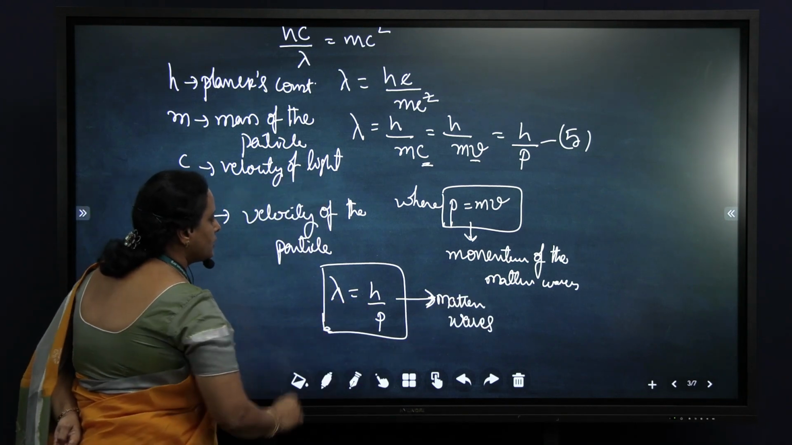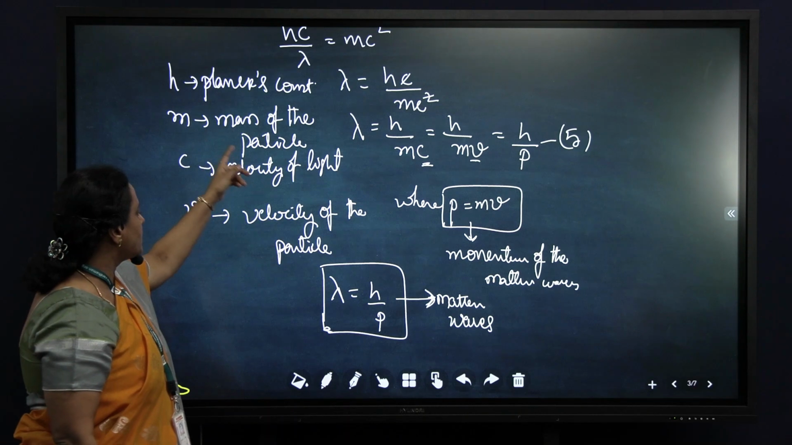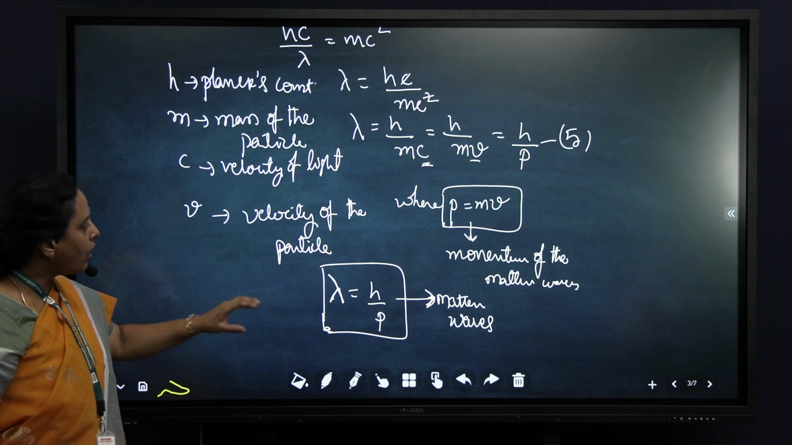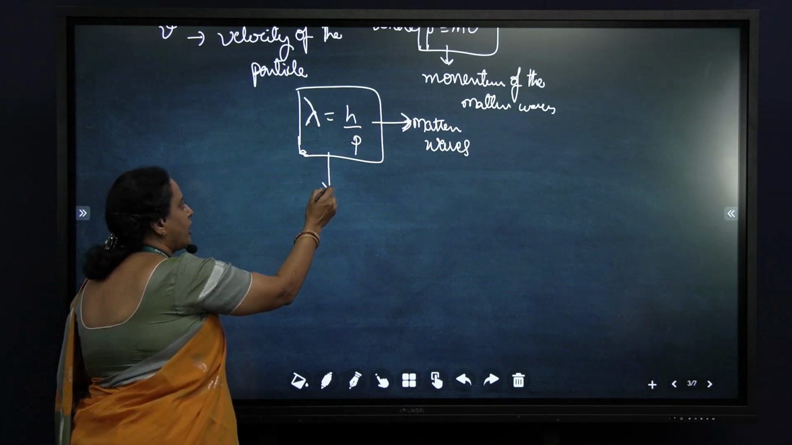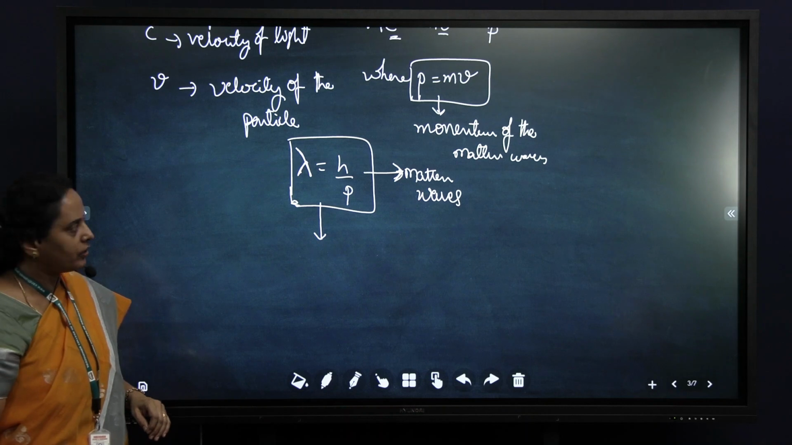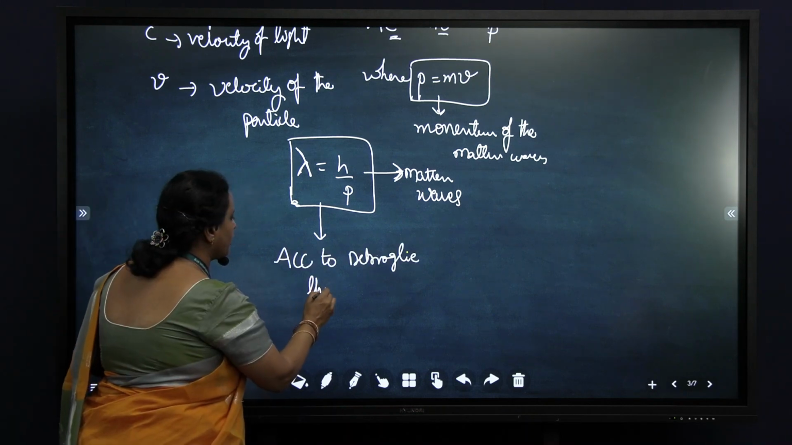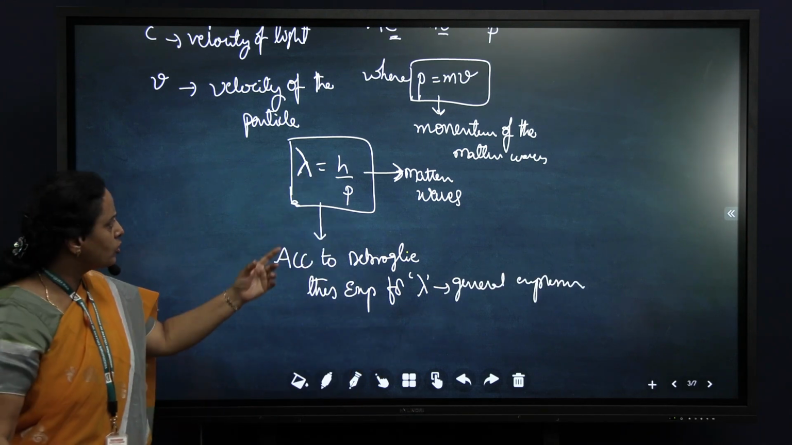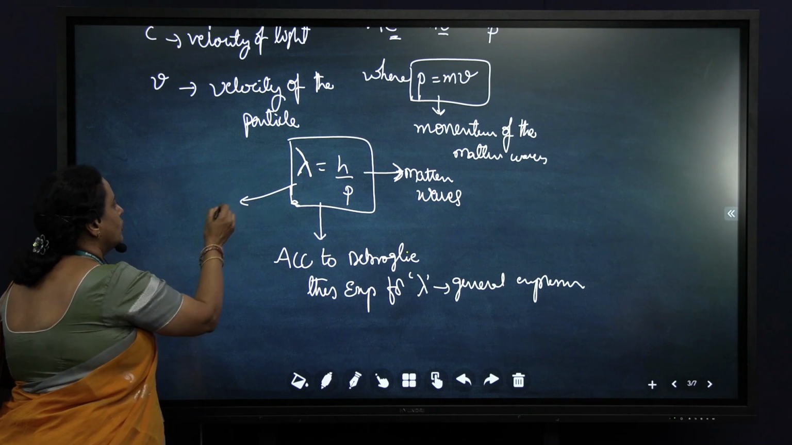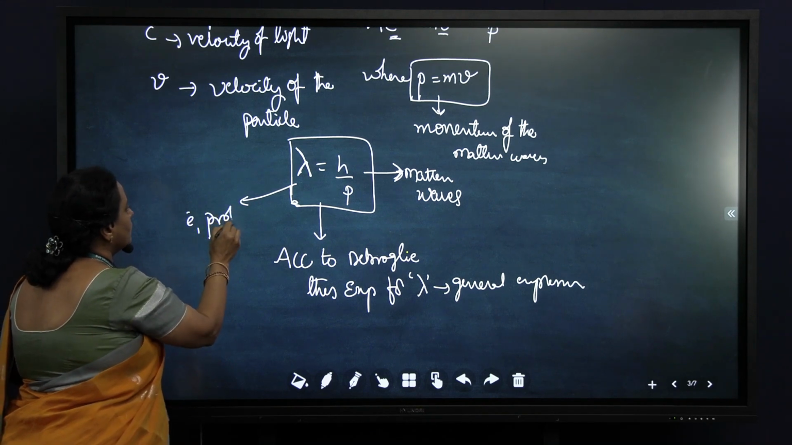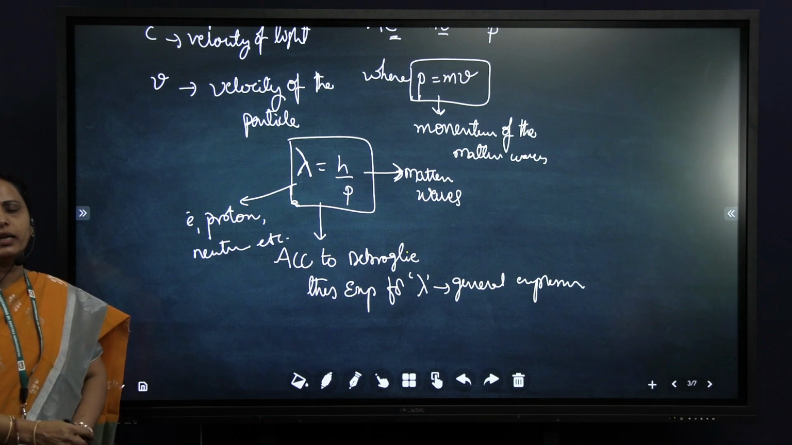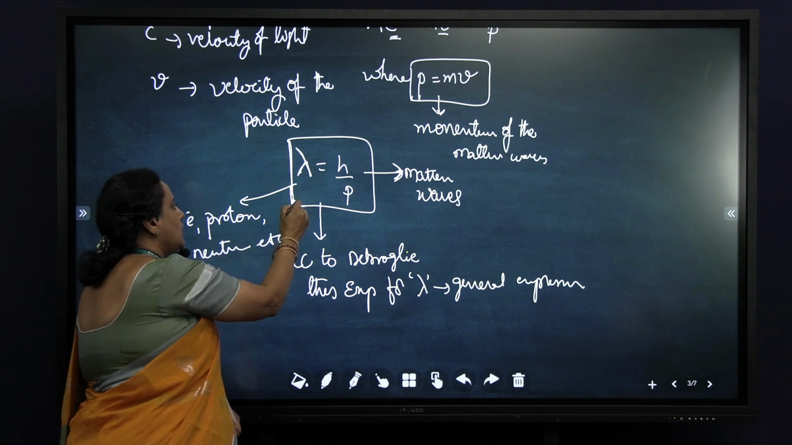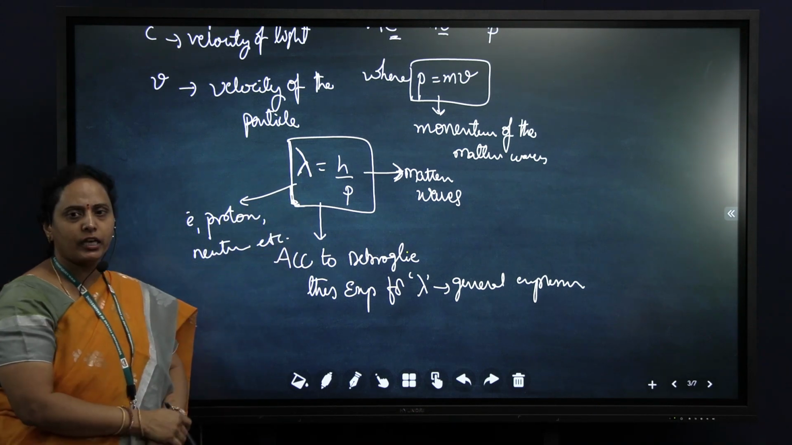Here p is the momentum, h is the Planck's constant and lambda is the wavelength of the matter waves. According to de Broglie, this expression for lambda is a perfectly general expression. General in the sense that I can apply this wavelength to electron, proton, neutron, etc., to any particle.